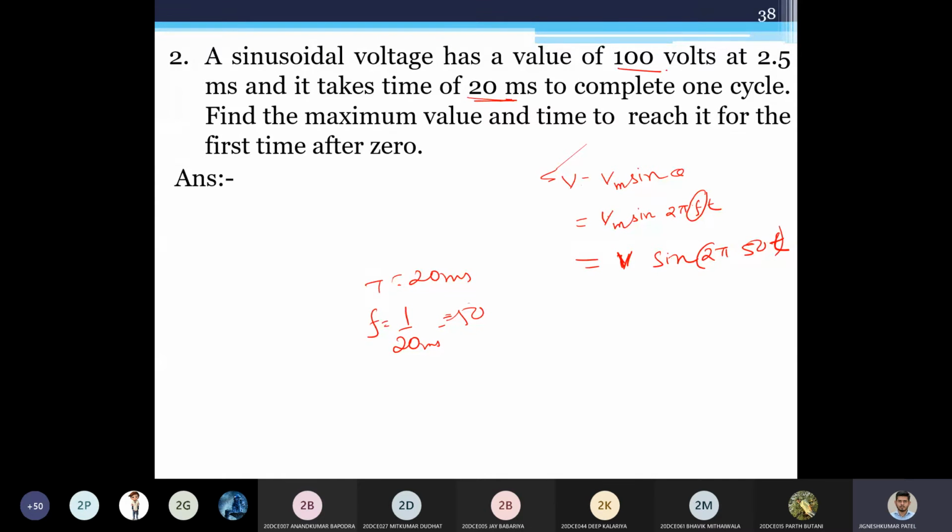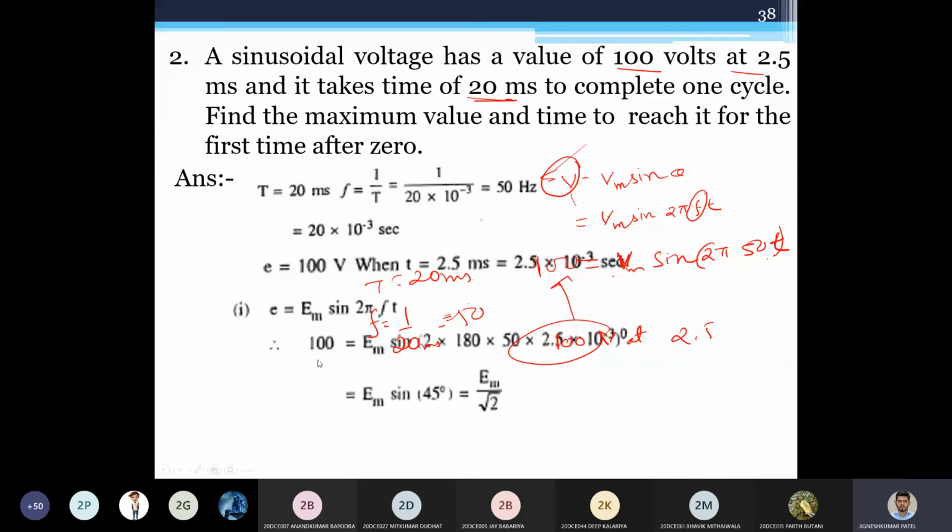Now what I have been given is 100 volt at 2.5 milliseconds. This is the instantaneous voltage. This is the equation for the instantaneous voltage only. So I know 100 volt at the exact time of 2.5 milliseconds. I'm going to put this value over here. This is my V, 100 volt. I can calculate this Vm using sine 2 pi f, where f is 50. I know t is 2.5. So using this equation, you can get the answer easily.